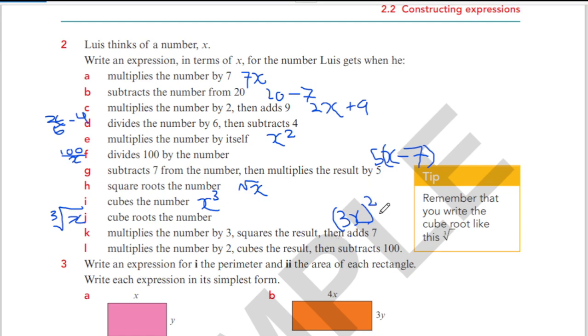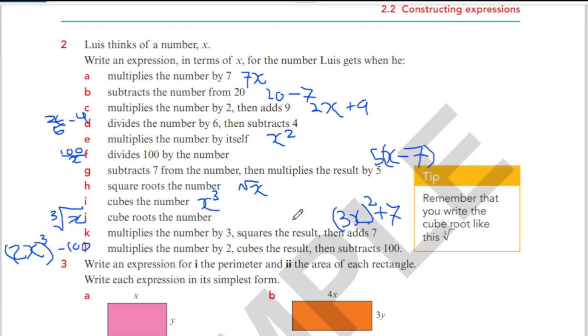Then add 7. So it will be 3x square plus 7. Then the last part is multiply the number by 2. So it will be 2x. Then cube the result. Then make it a cube. It will be 2x cube. And then subtract 100. It will be the expression. So we are done with question number 2.